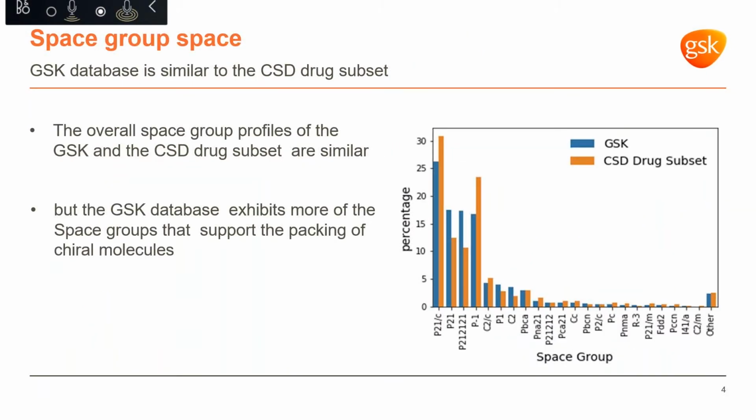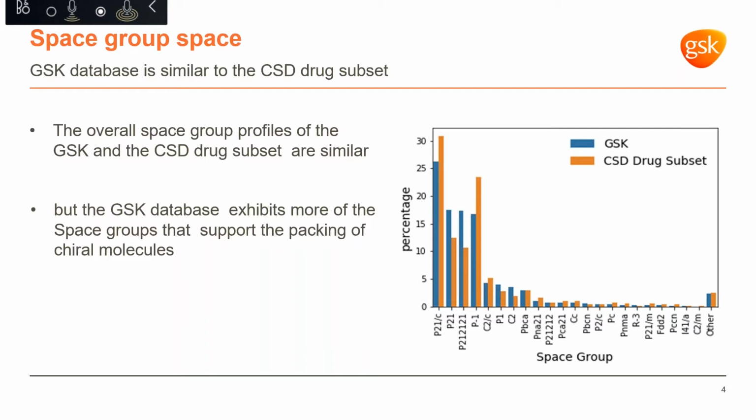We also looked at the space group distributions. So we looked at the space group profiles of the GSK database and the CSD drug subset. And the overall space group profiles of the GSK and the CSD drug subset are similar. But the GSK exhibits more of the space groups that support the packing of chiral molecules. So this is basically attributed to two reasons. The first is that the medicinal chemistry approaches in GSK may have focused more on chiral molecules. And the other is that over the past 40 years, crystallographers usually collected structures to answer specific questions, many of which are related to chirality questions.